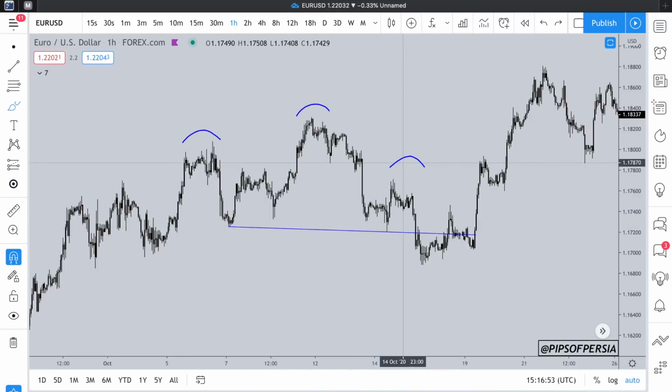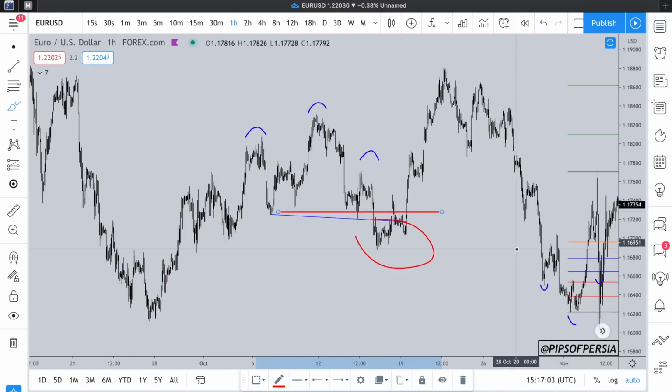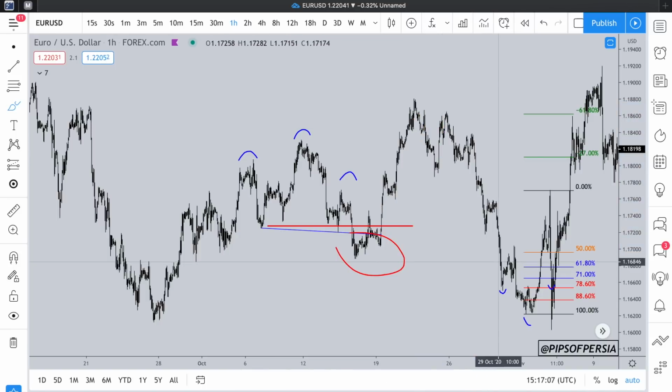And again, people probably would have waited for the break of this neckline. However, even when that took place, even when we started to challenge these previous structure points to the downside, you were still able to see the bullish market coming all the way up. So if anyone took any sell positions around that region, they most definitely would have hit stop loss.